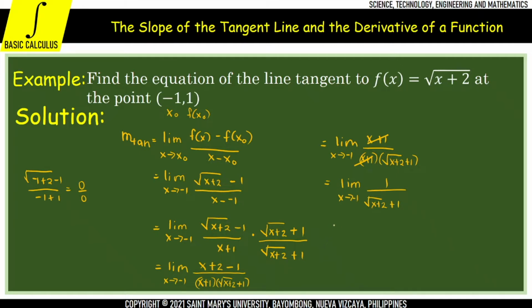Next, we can now directly substitute. So we have 1 all over the square root of negative 1 plus 2 plus 1. Next, simplifying further, that will be equal to 1 all over negative 1 plus 2 is 1. Square root of 1 is 1. So we have 1 plus 1 is equal to positive 2. Which means that the slope of the tangent line to the graph of the function at point negative 1, 1 is equal to 1/2. Yan po.